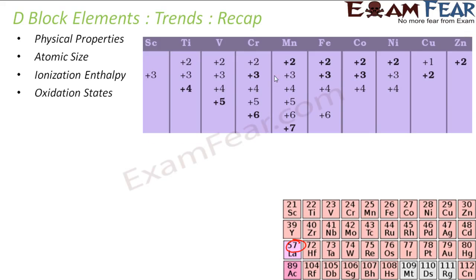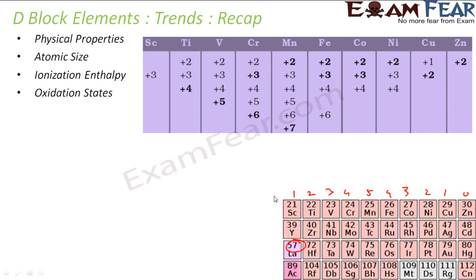Then we have the oxidation state. We have seen that it shows variable oxidation states, for example manganese +2 to +7. In fact, it shows all these oxidation states, but the most prominent are +2 and +7. Also the number of oxidation states increases as we go in a series, and again it decreases, because oxidation state depends on the presence of unpaired electrons. If you see, this has 1, this has 2, 3, 4, 5, then 4, 3, 2, 1, 0. This is the number of unpaired electrons. So unpaired electrons increase and then decrease. Thus, the number of oxidation states increases and then decreases.